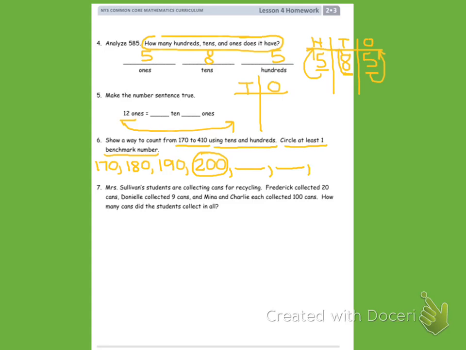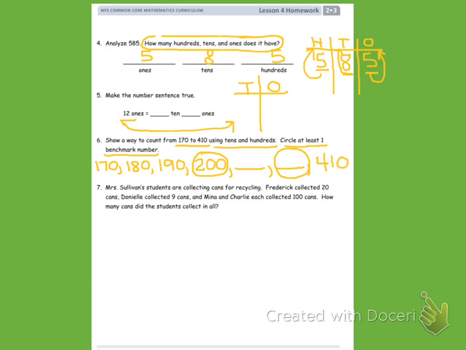And lastly, let's list 410, because that's where the directions say we should stop. 170, 180, 190, 200. Jump to counting by hundreds. After 200 comes blank. After that number comes another number. And again, then we will start counting by tens. Because we changed from counting by hundreds to tens, this number is also a benchmark number, so I will circle it.